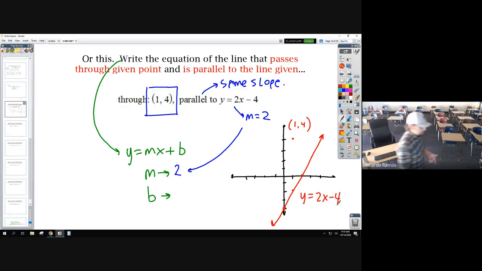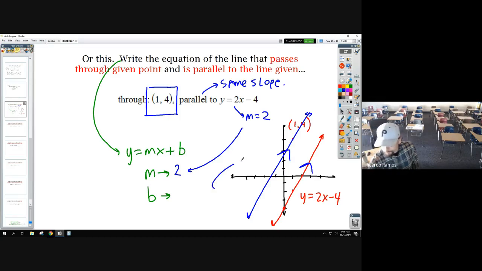Okay, what they want is the equation of the line that passes through (1, 4) and is parallel to y equals 2x minus 4. You're writing the equation of that blue line right there. You see it? So that's the visual of what's going on here, okay? So far what we've gotten is the slope, right? But now we got to find where this line crosses the y-axis. Here's how you're going to do it, okay? Let me take this off here.